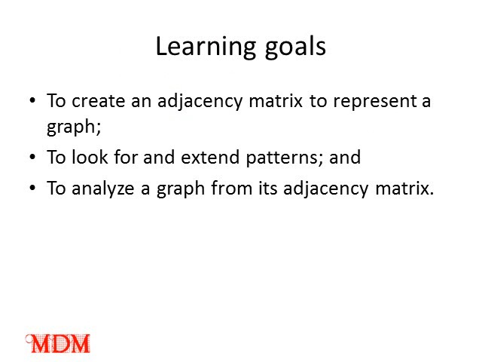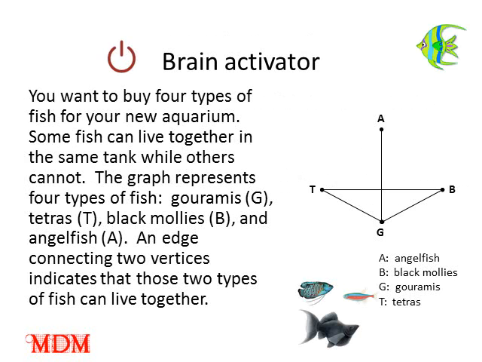In Lesson 5, our learning goals are to create an adjacency matrix to represent a graph, to look for and extend patterns, and to analyze a graph from its adjacency matrix. We'll start the lesson with the brain activator.